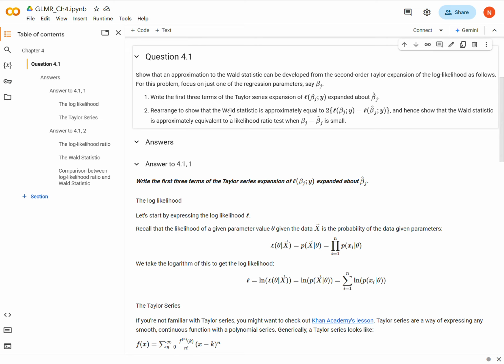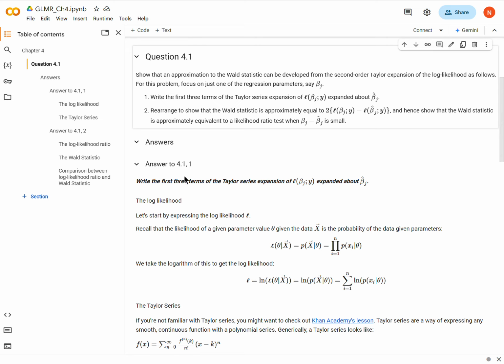And then we're going to look at a different statistic, the Wald statistic, and rearrange it. And then we're going to get an expression, which is the log likelihood ratio, and show then that the Wald statistic is approximately equal to the likelihood ratio test when the difference between beta and beta hat is small.